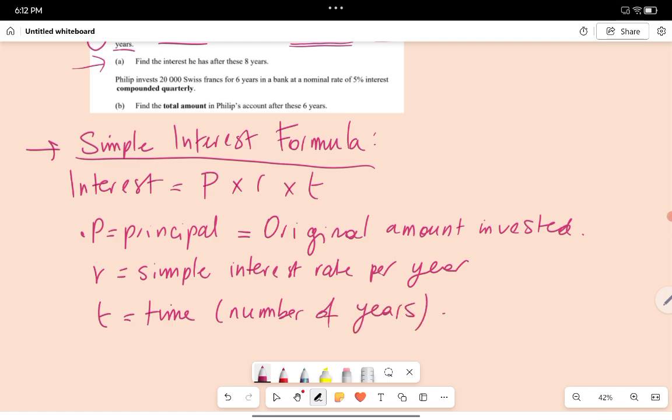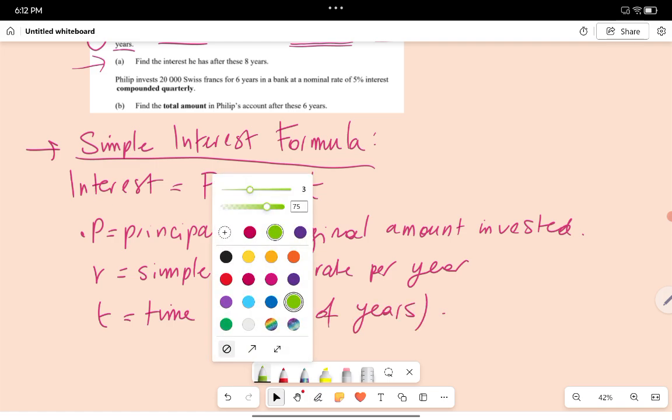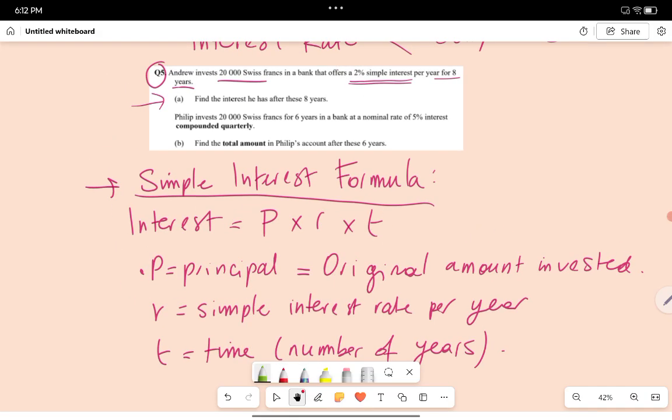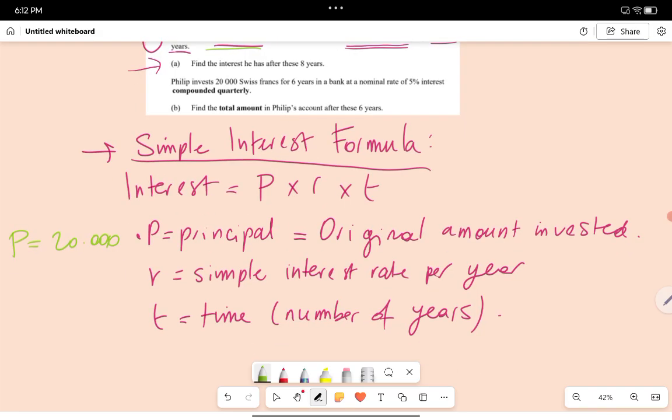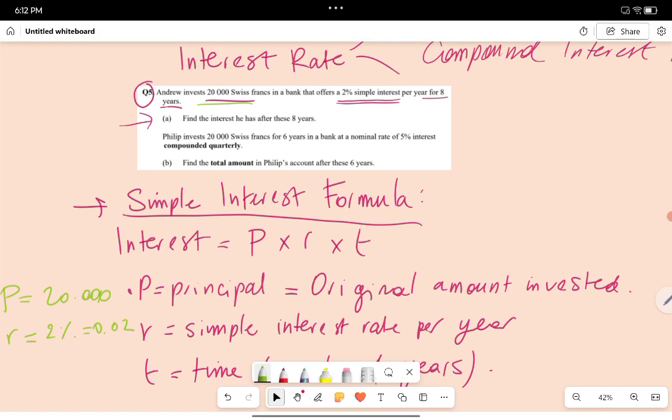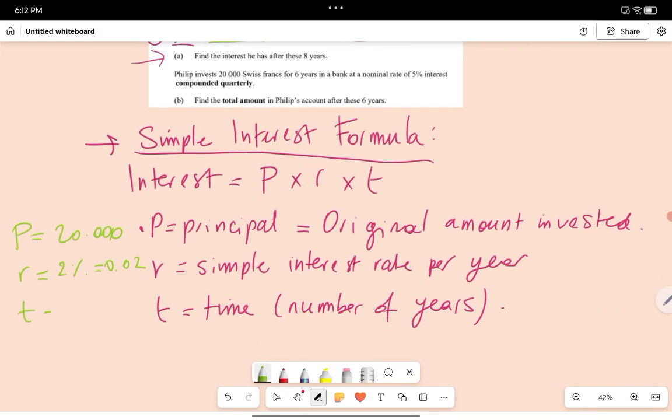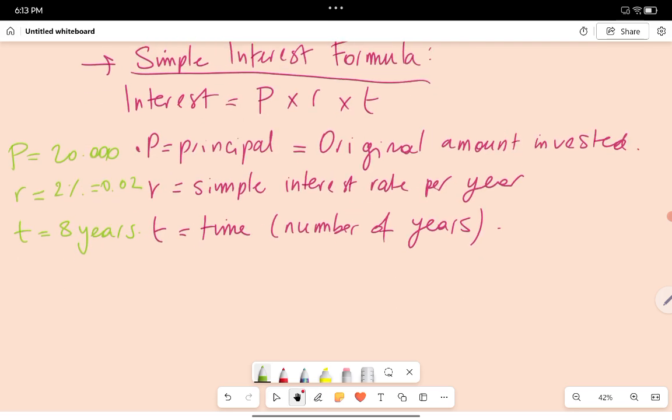So let's have a look if we've got all the information. How much is he investing? Andrew invests 20,000 Swiss francs, so P will be 20,000. The bank offers 2% simple interest, so R is 2%, that is 0.02. And T is 8 years. So we can simply plug that into the formula.